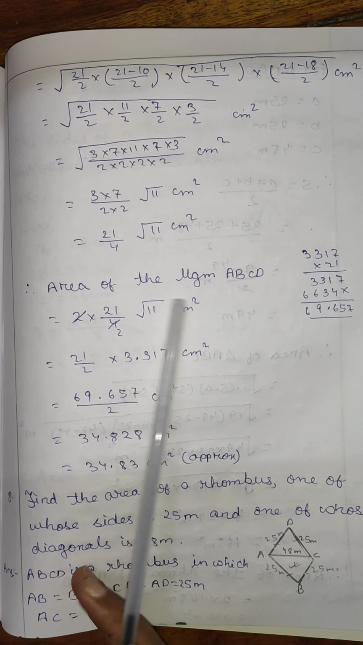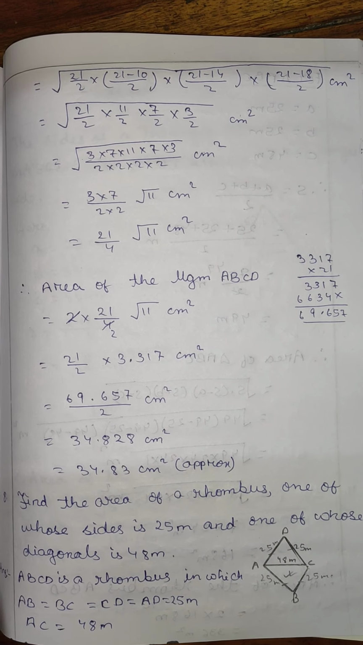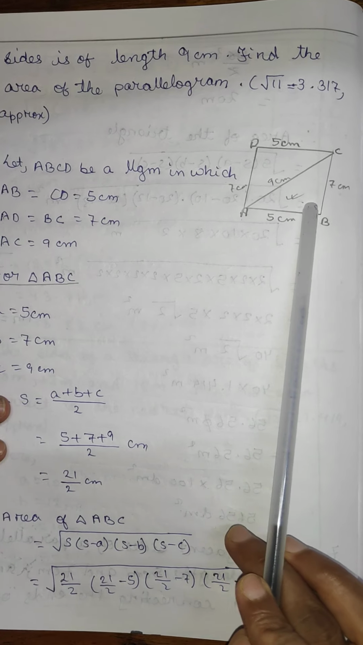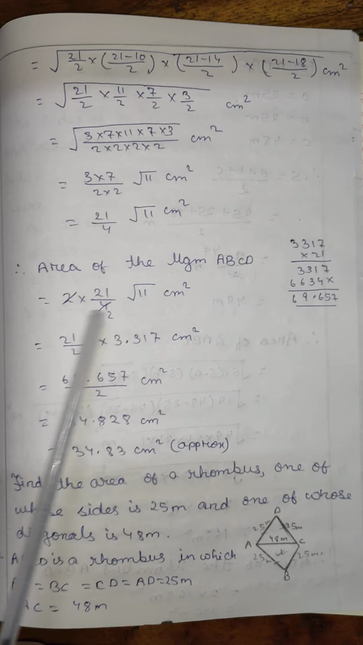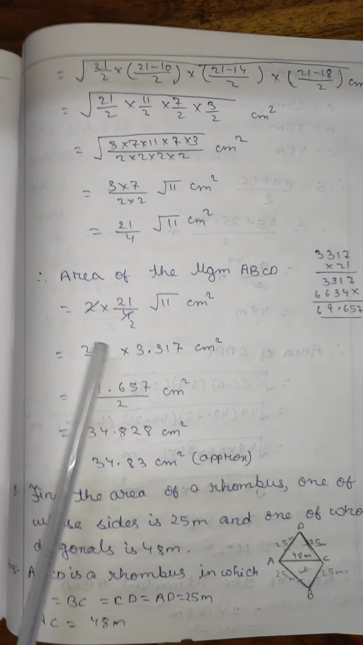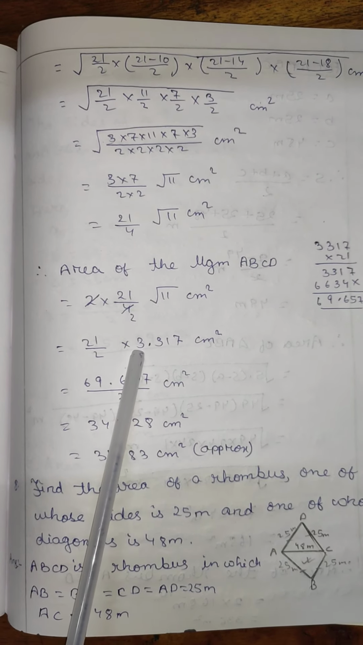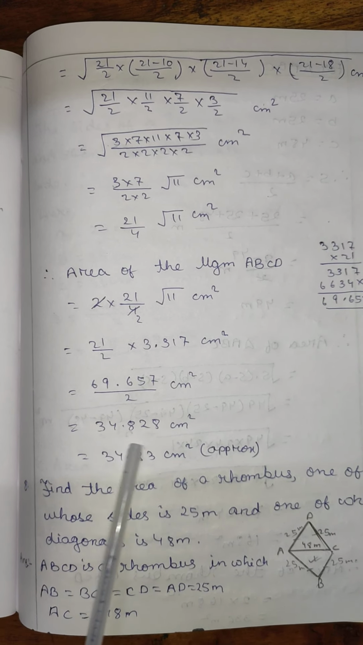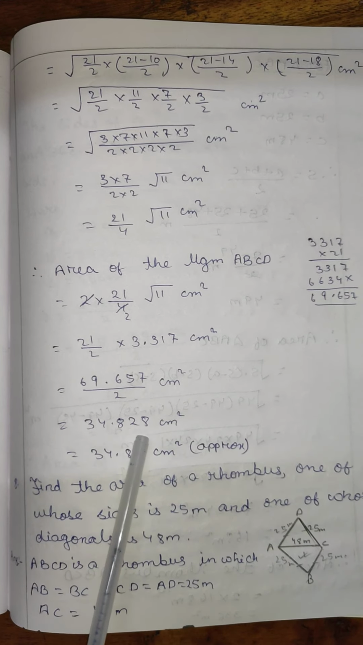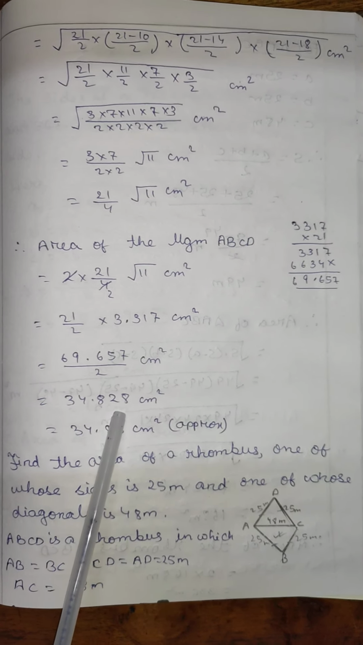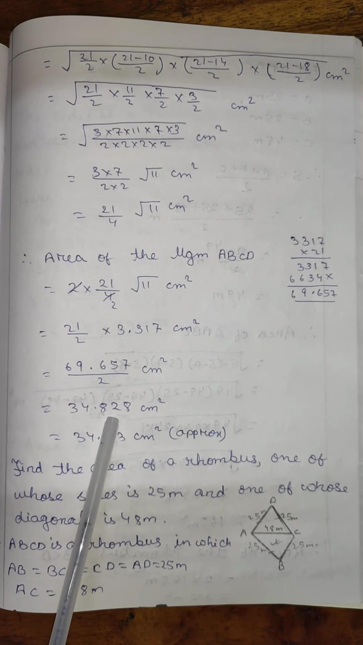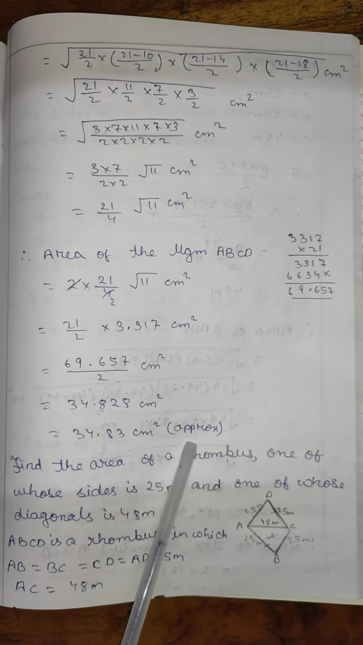But they are telling us to find area of the parallelogram. Since both the triangles are having same measure, that's why only one area I found. And then area of the parallelogram is 2 into this. Cancel out, it is 21 by 2 into root 11 value 3.317. Multiply, divide by 2, 34.828 centimeter square. Now after decimal, I got 3 digits, but I'll keep 2 digits. Since third digit is more than 5, remove it, add 1 with previous one. It is coming 34.83 centimeter square.